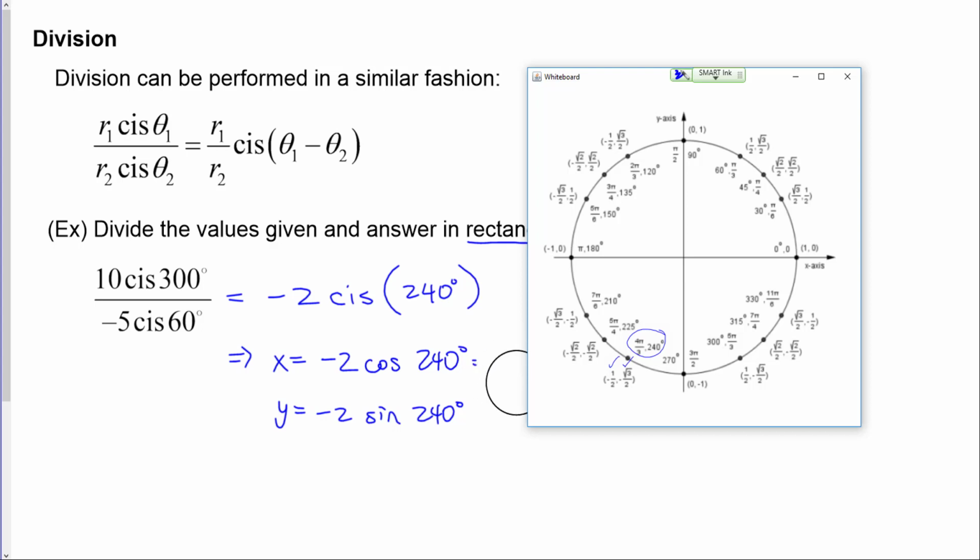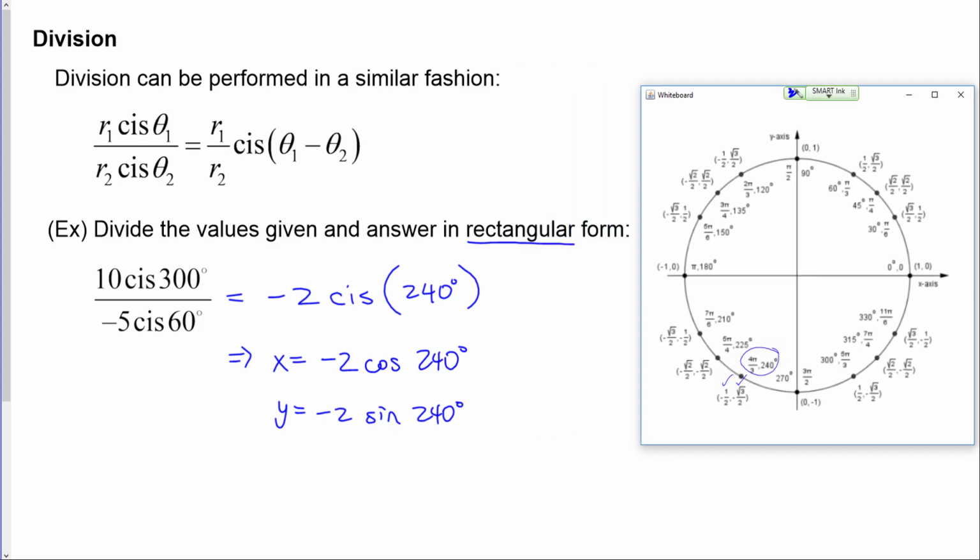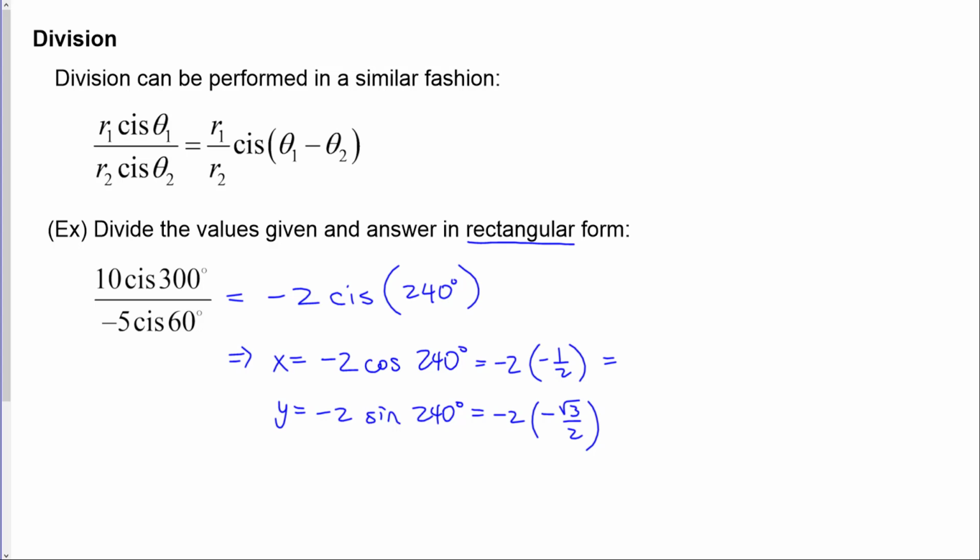Let me scooch it over a little bit. So this would be negative 2 times the cosine of 240, which is negative 1/2, and negative 2 times sine of 240, which is negative root 3 over 2. So this is going to be 1, and this is going to be root 3. So that gives me an answer, which is 1 plus i square root of 3.